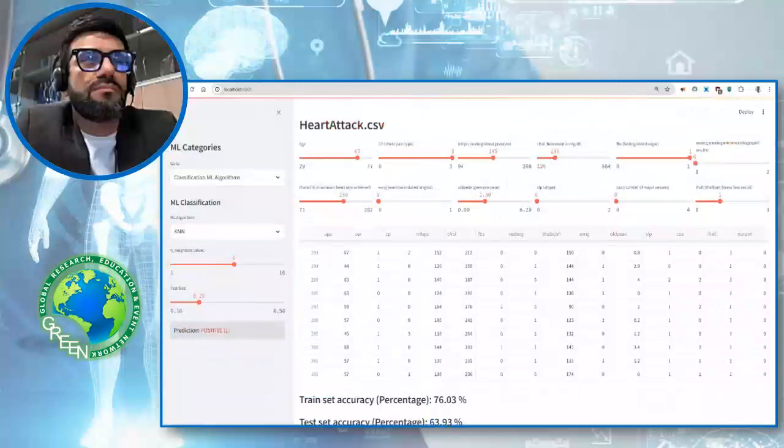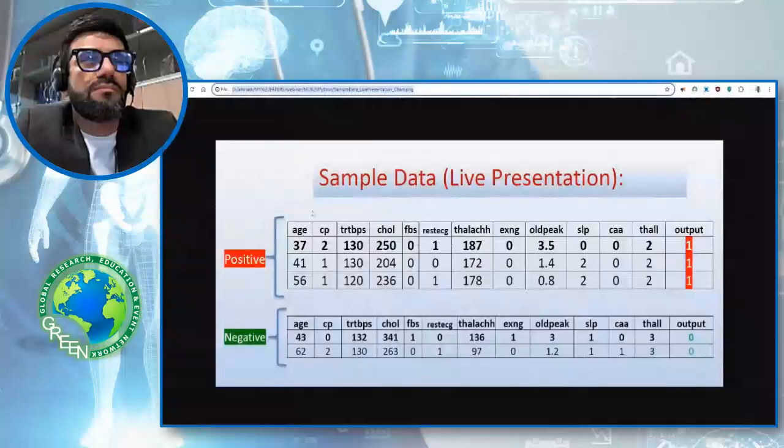But we can even work with this interface. I have chosen some samples of data for you, let me show you these records. For example, for the positive one, we have an individual with the age of 37, CP with value 2, TRTBPS around 130, cholesterol around 250, FBS around 0, and the other values. So let us check it right now, very practically and lively.